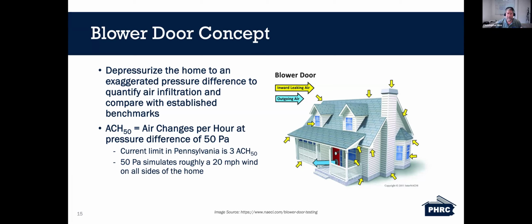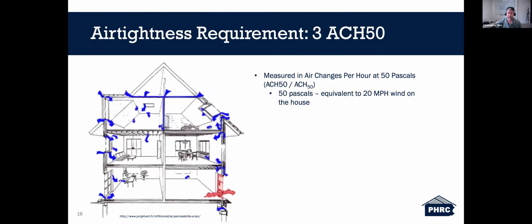If you're wondering what 50 pascals of pressure represents, it's very similar to roughly a 20 mile per hour wind on all sides of the home. And it's important to say all sides of the home. Here is a note that says it's 20 miles per hour wind on the house. It's a little bit of a misrepresentation. It should be a 20 mile per hour wind on all sides of the house. It's creating that pressure everywhere, and that is then giving you your roughly 50 pascals.